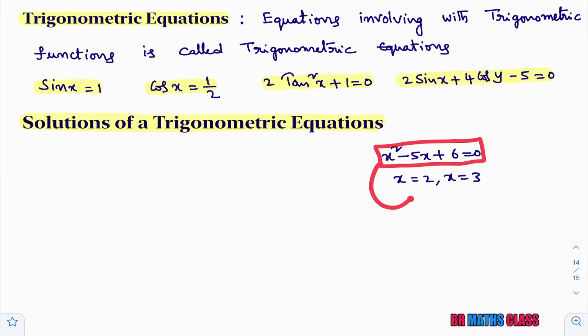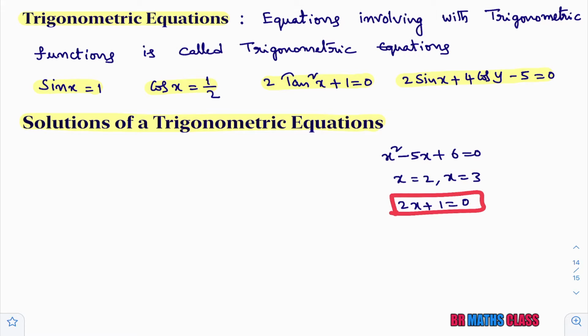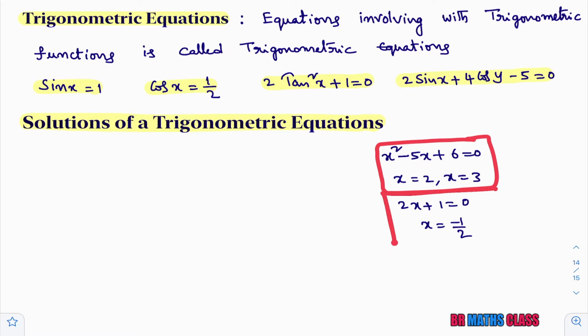x equal to 2, x equal to 3 are two solutions. As it is a quadratic equation, it contains two solutions. That means a finite number of solutions. I'll take one more, a linear equation: 2x plus 1 equal to 0. It contains only one solution. What is that solution? x equal to minus 1 by 2. Here I want to say that algebraic equations will have a finite number of solutions, whereas trigonometric equations will have an infinite number of solutions. I'll try to explain this with an example.